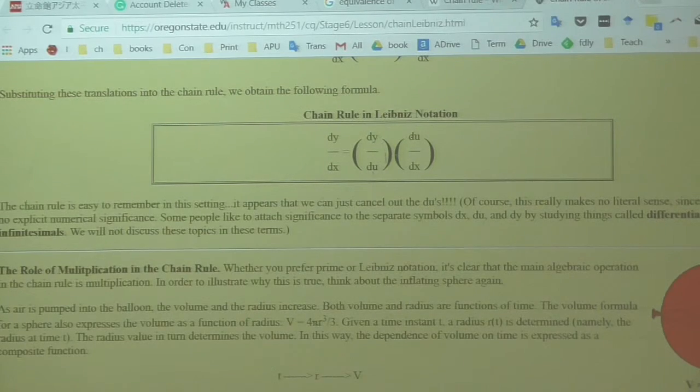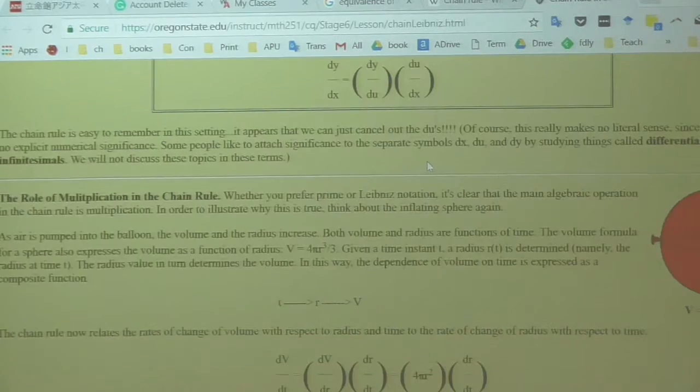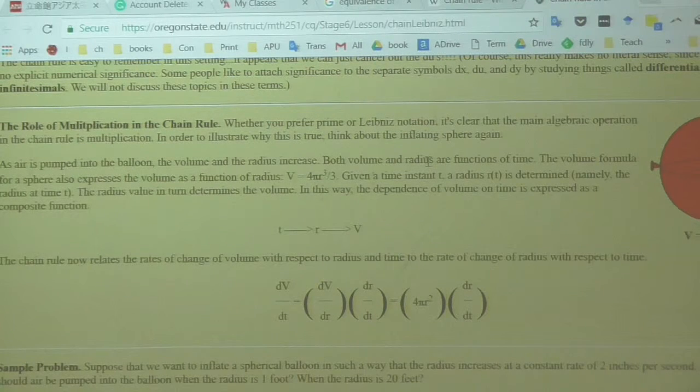So I said this kind of looks like a chain, but there's another way to say that. Let's look at this, just to explain why they call it the chain. Whether you prefer the prime or Leibniz notation, it's clear the main algebraic operation in the chain rule is multiplication. That is, this multiplication here.